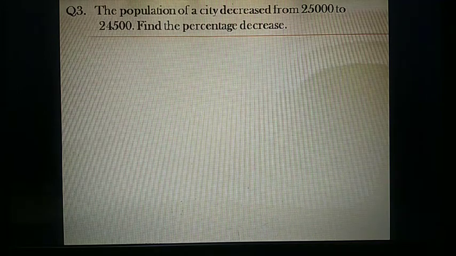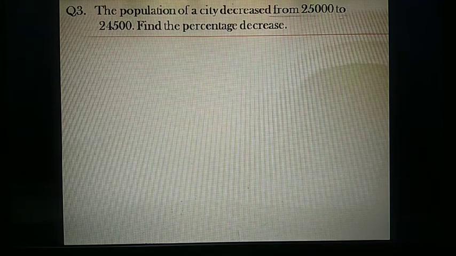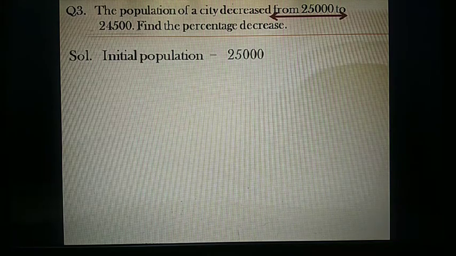Moving to question number 3. The population of a city decreased from 25,000 to 24,500. Find the percentage decrease. Starting value is 25,000 and ending value is 24,500.